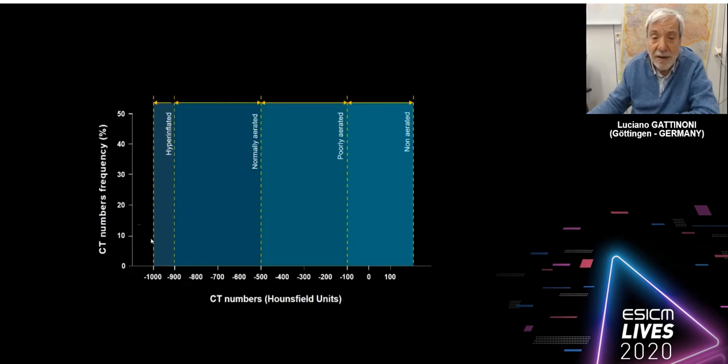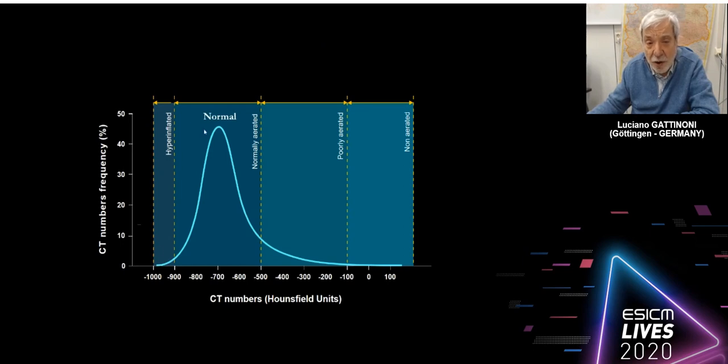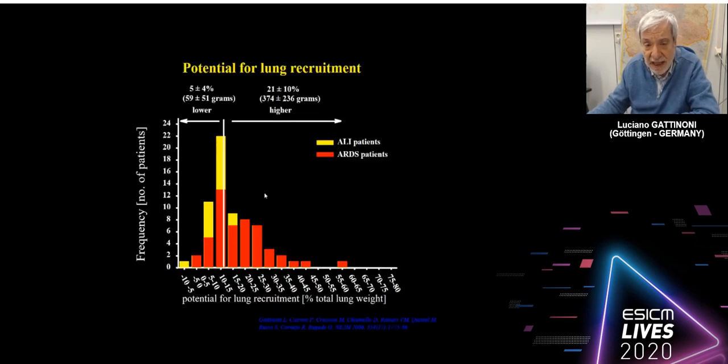But what about the CT scan? With the CT scan, this is a normal distribution of pixels in a normal man. In a CT scan, we have a part of the pixels which are completely airless. And we say, okay, we define recruitment as the amount of pixels in this region which regain aeration. And this is the recruitability.